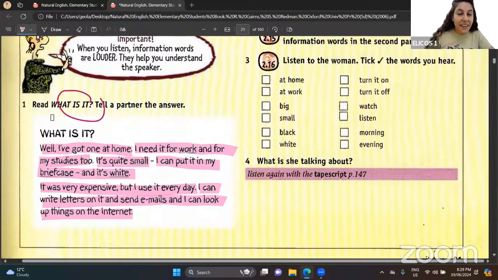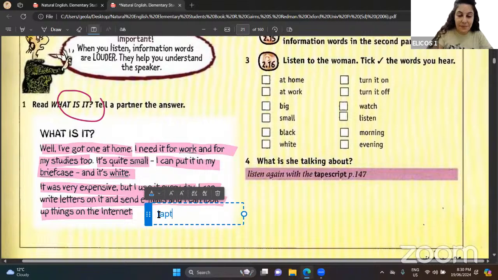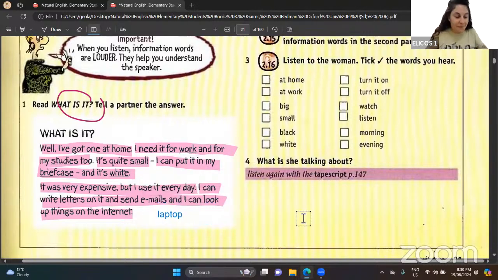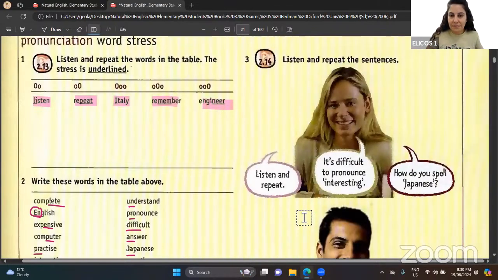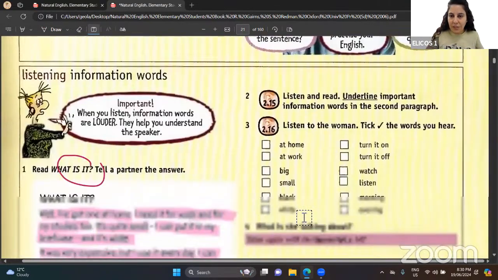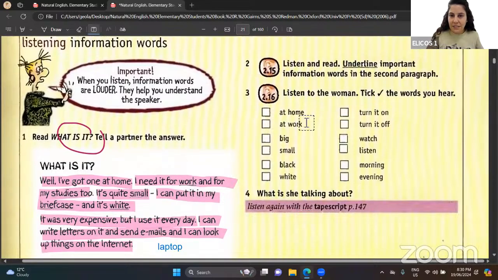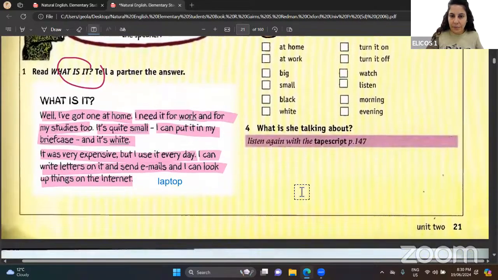No, because he said I can put it in my briefcase, my bag. So, laptop. Laptop. Yeah, the computer's too big. You have to leave it on the table. Okay, we don't have the listening at home.